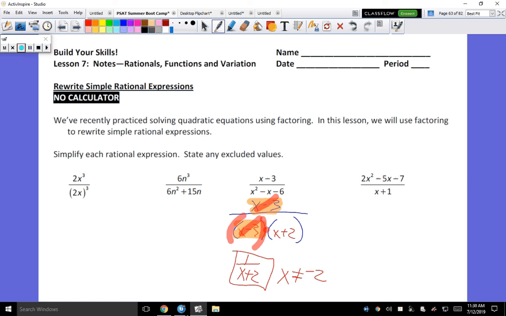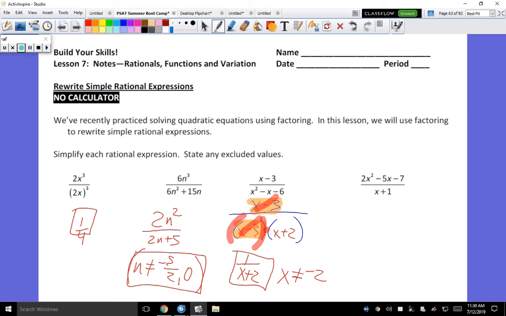I kind of skipped over this one. This one was 1/4. This was 2n squared over 2n plus 5. What are the excluded values here? N cannot equal what? Negative 5 halves. Or 0. N cannot be 0 or negative 5 halves. I know that you see the negative 5 halves right now, but can you tell me why this 0 is there?